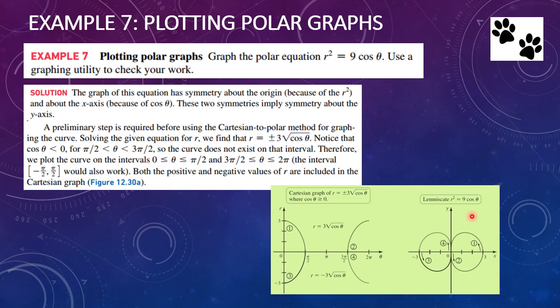Now we are ready to transfer the points from the Cartesian graph to the final polar graph, and this curve is called a lemniscate. When we plotted the points, we had no values between pi over 2 and 3 pi over 2 because of the way we solved the equation. We cannot take a value of cosine in quadrants 2 and 3.